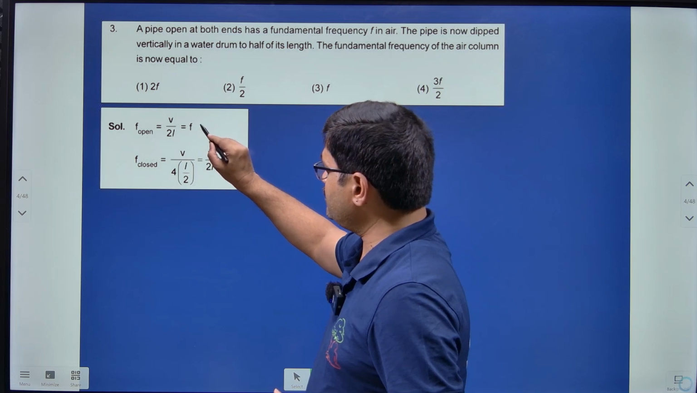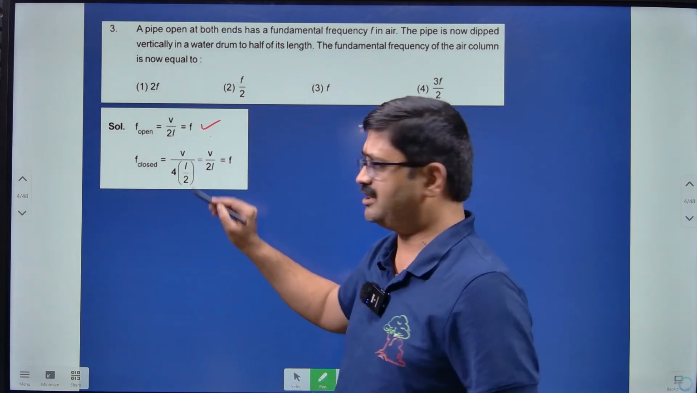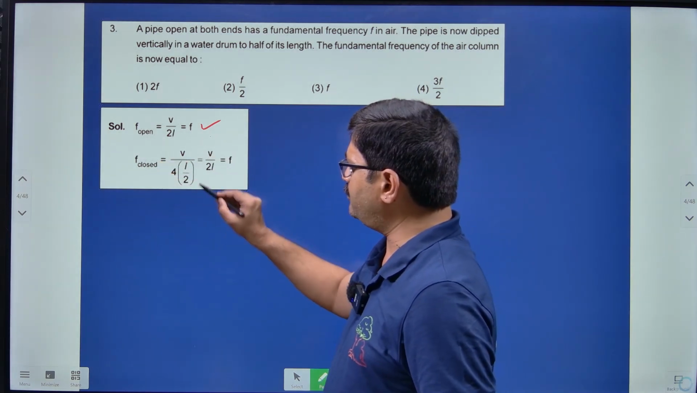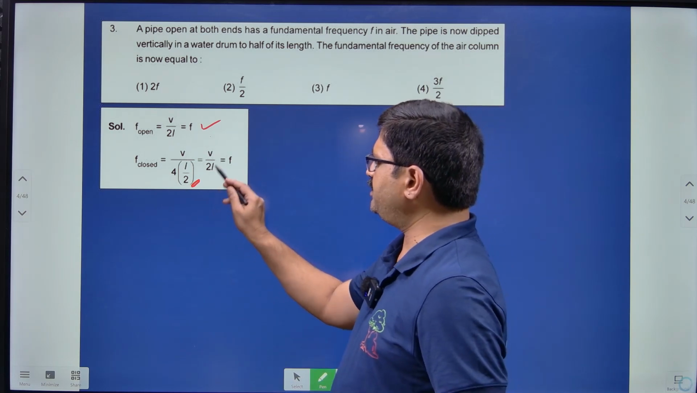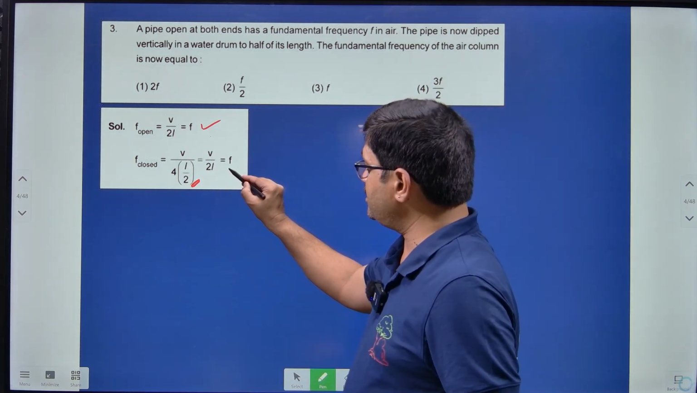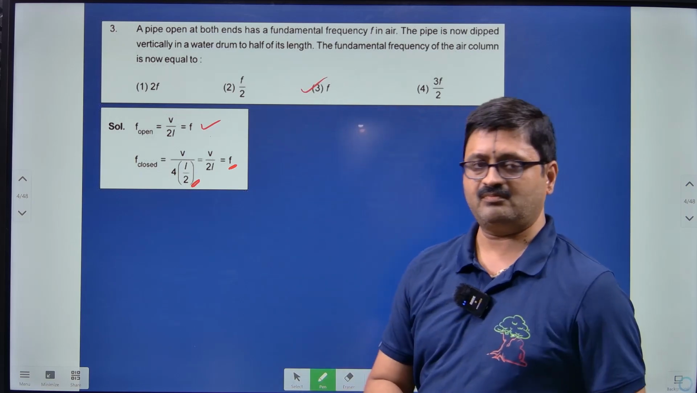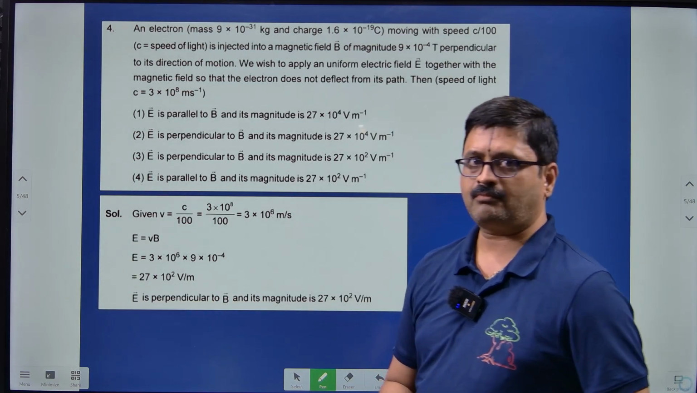So in case of open pipe, V by 2L is F, frequency F, I'll take. Then in case of closed pipe, V by 4L, but length is what here? Half. So hence it becomes V by 2L again. Is it not same as F here? So hence our answer is option 3 here. Okay. Then moving on to fourth question now.